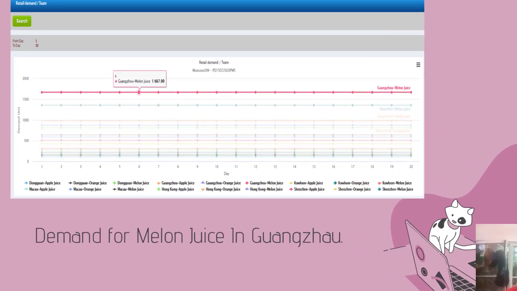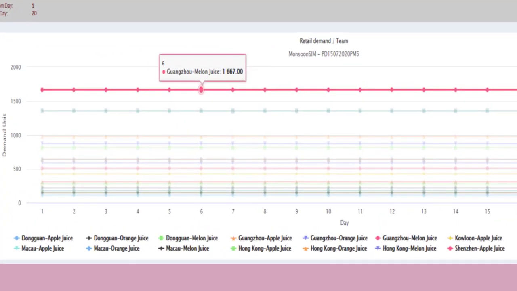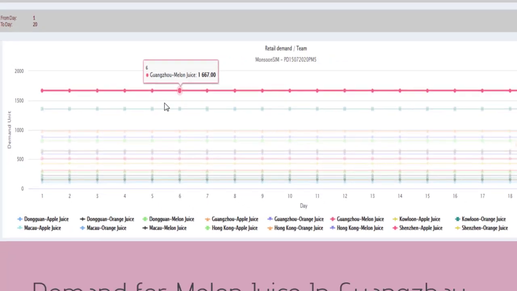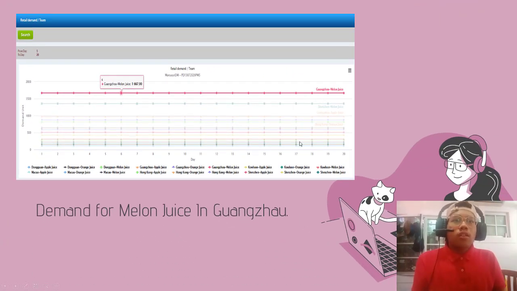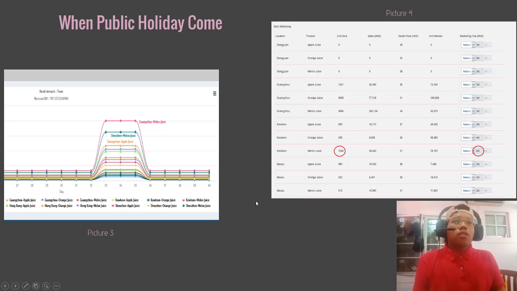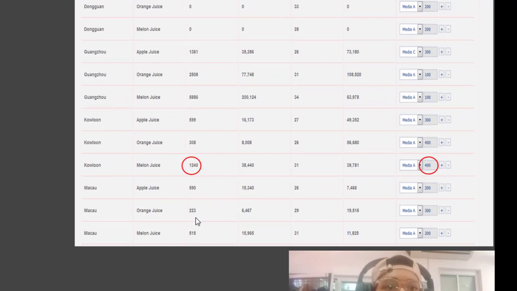But there are certain situations where the demand is high at the beginning of the game. For example, in this picture, the demand for melon juice in Guangzhou, China is higher until day 32. The next situation is a public holiday, where the demand is 2 times higher or more than on a normal day. When we see the public holiday is almost here, we will discuss in the team to set the new price. For example, when apple juice does not sell, we will set marketing expenses to ensure advertisements reach the customer.